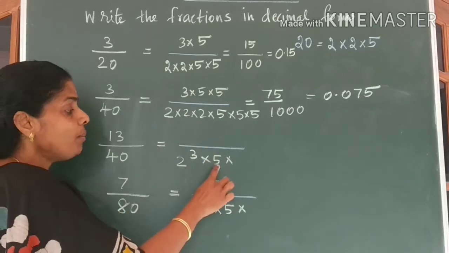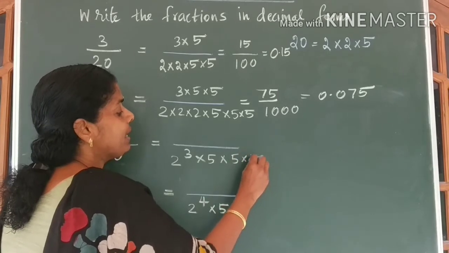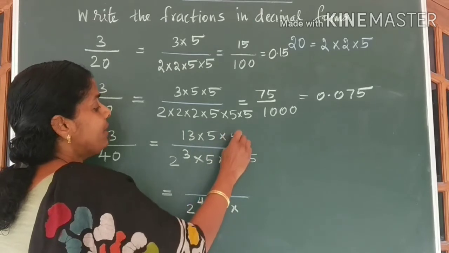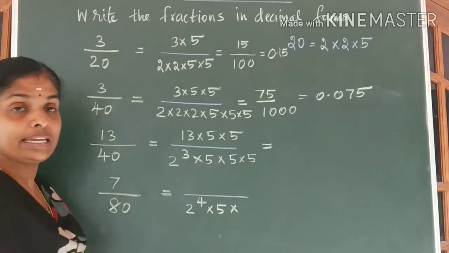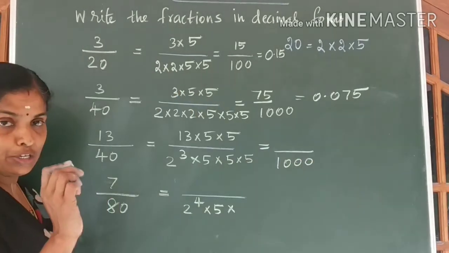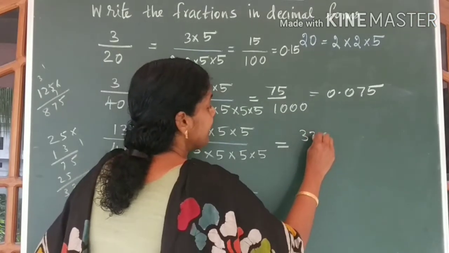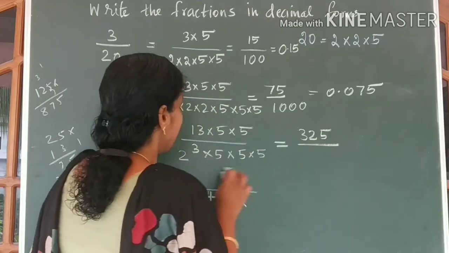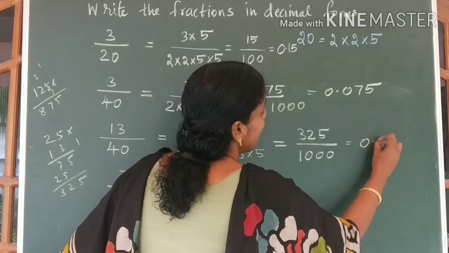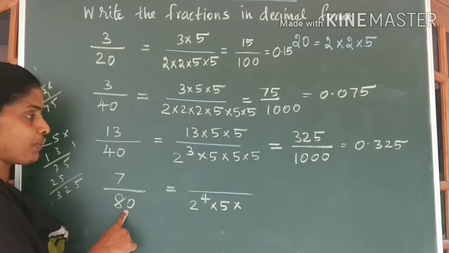Okay. So, multiply it with 2 more 5s. So, multiply it with 5 into 5. So, the numerator is also multiplied with 5 into 5. So, what is the answer here? In the denominator, you have 1000. In the numerator, multiply 25 with 30. You get 325 divided by 1000. So, the answer is 0.325. Same idea for the next problem.